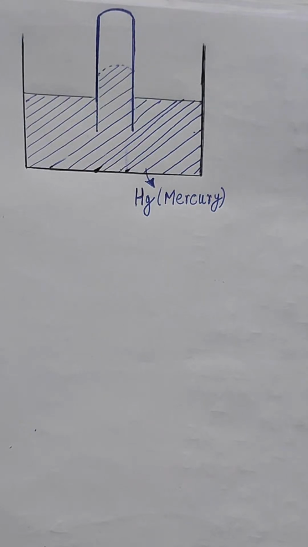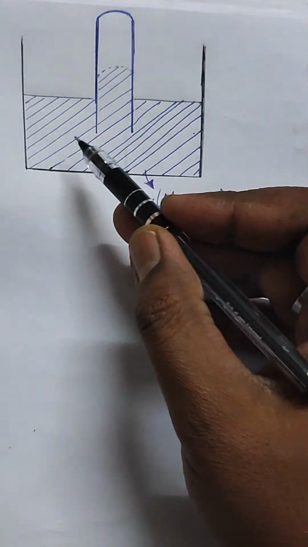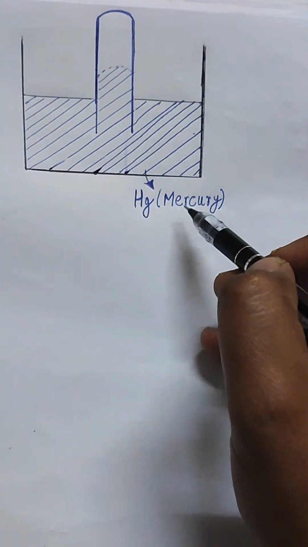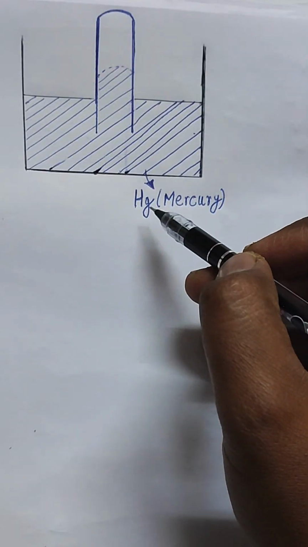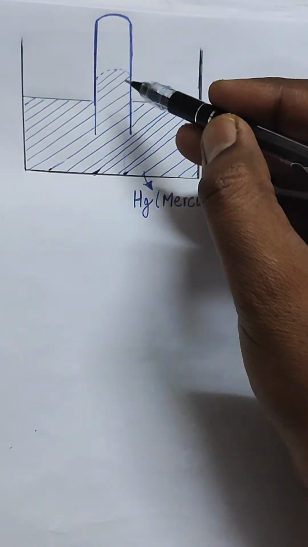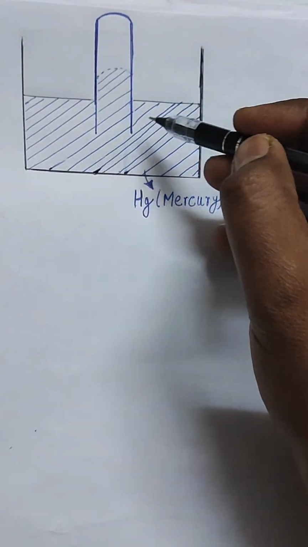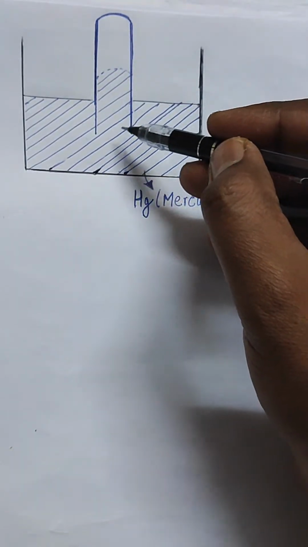So let us quickly take a numerical from physics where a mercury solution is given to you. This is Hg, mercury. You know the representation of mercury is done by Hg, the chemical name. And a glass tube is inverted into this mercury which is submerged, with the open end down.